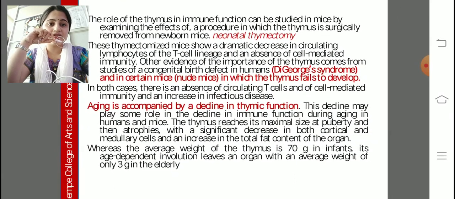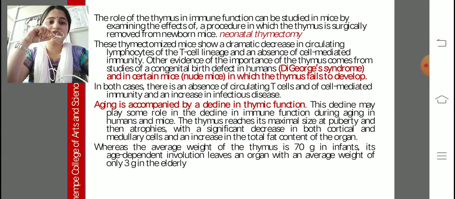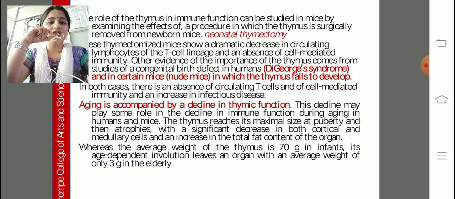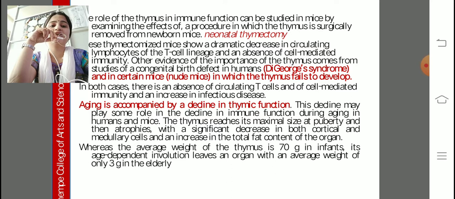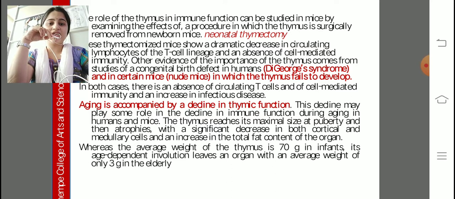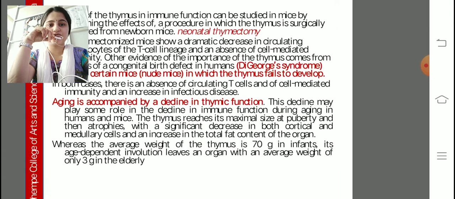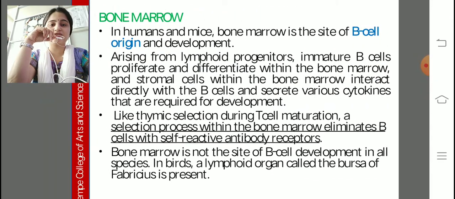So yes, we said that if the thymus is malfunctioned, many diseases are caused, like DiGeorge syndrome. Many kinds of diseases also take place when the thymus is absent. Aging is accompanied by a decline in thymic function. The average weight of the thymus is around 70 grams in an infant and only 3 grams in an elderly person. So you can see the degeneration of the thymus.